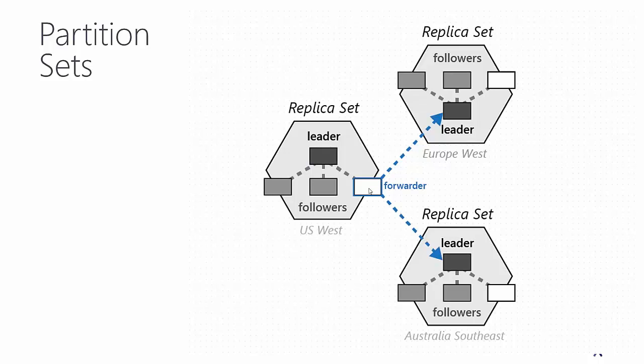So if US West gets a change, the leader will send it to the forwarder. The forwarder then is the only one that's going to communicate with the leaders in the other regions. And then those leaders will make sure that they propagate that change locally as well, right? And those leaders also know that this change did not originate in themselves. It was changed by a forwarder, so they don't forward it again and continue in an infinite circle, right? So very neat, very interesting architecture.